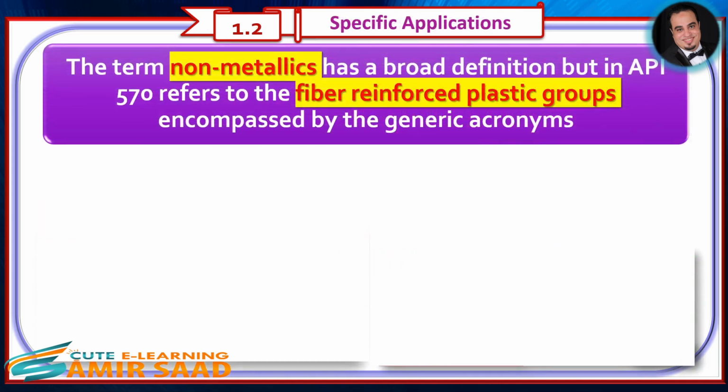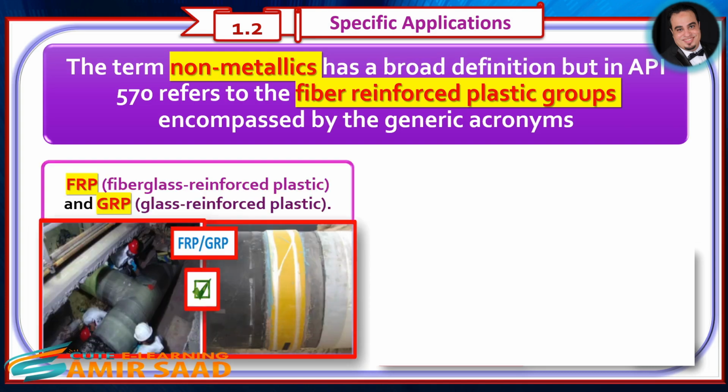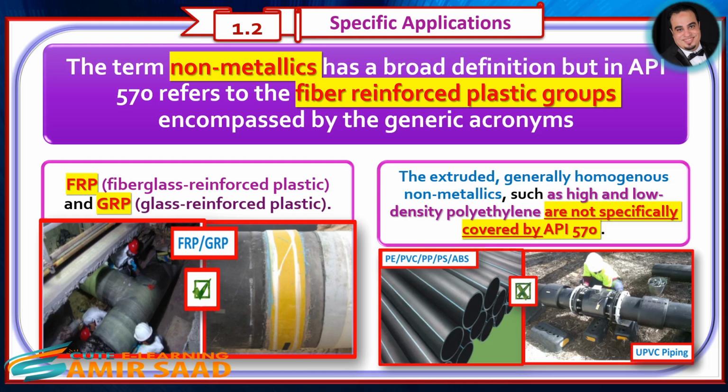Specific applications. The term non-metallics has a broad definition, but in API 570 refers to the fiber-reinforced plastic groups encompassed by the generic acronyms FRP, fiberglass reinforced plastic, and GRP, glass-reinforced plastic. The extruded, generally homogeneous non-metallics, such as high and low-density polyethylene, are not specifically covered by API 570.